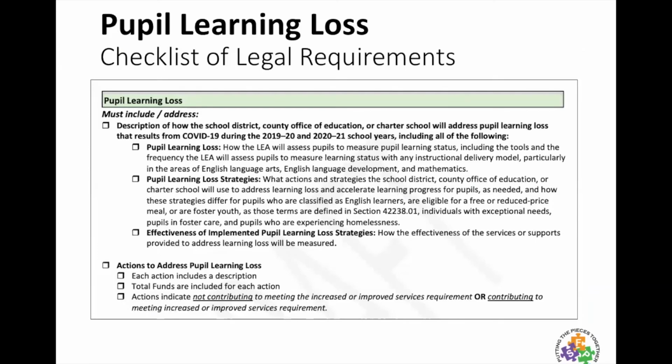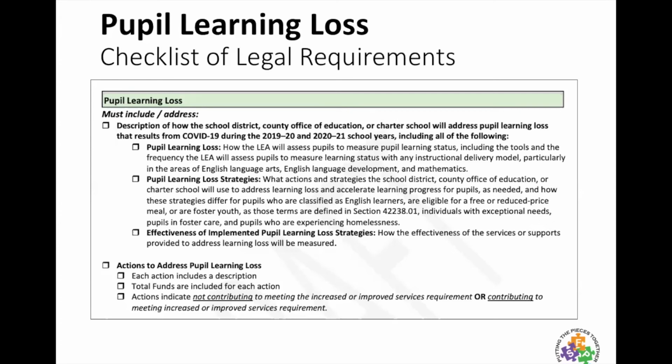Here is a screenshot of the pupil learning loss section from the checklist of legal requirements resource document. So for the first prompt included in this section, LEAs must describe how they will assess pupils to measure pupil learning status, particularly in the areas of English language arts, English language development, and mathematics. This description must include what tools and at what frequency the LEA will assess pupils to measure learning status within any instructional delivery model.